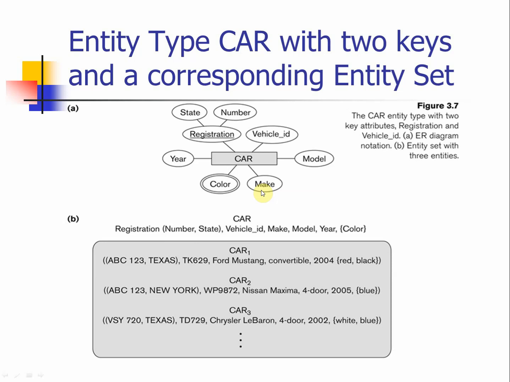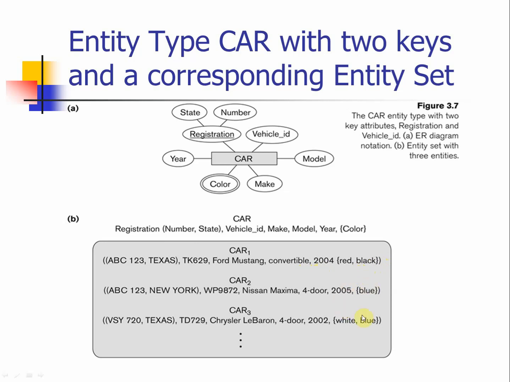If we look deeper into it, we see that the car is composed of the following attributes: registration, vehicle ID, make, model, year, and color. So you can see that the color has a special sign over there indicating it can be a multi-value attribute. If we really look into car number one, it's an ABC123 Texas car. The VIN number is like this one, Ford Mustang convertible 2004. You have two colors over here. So this is an example of what the real data would look like.